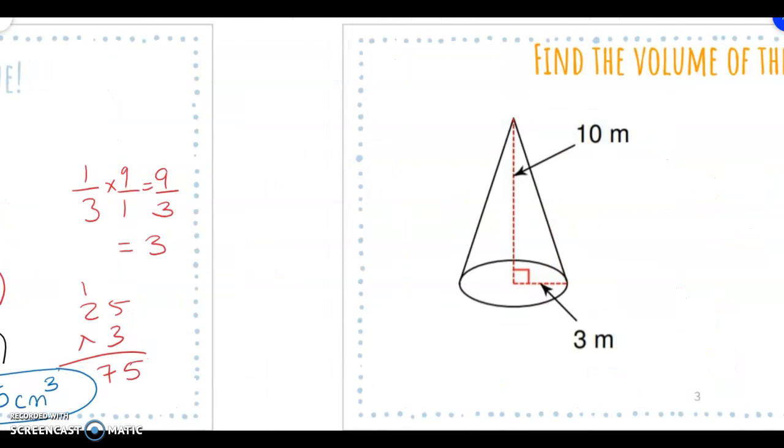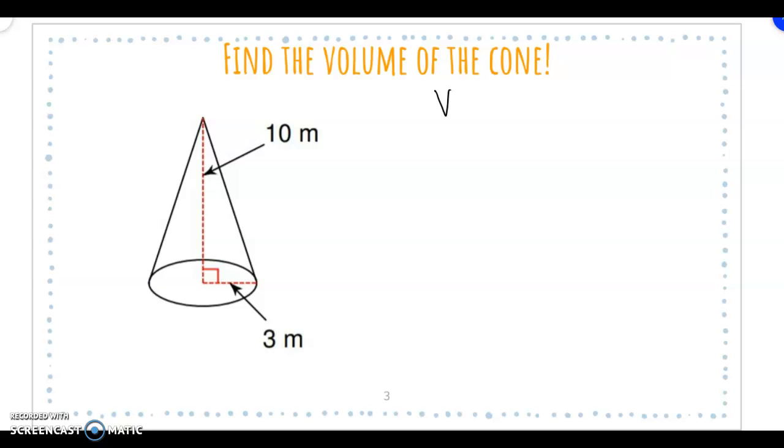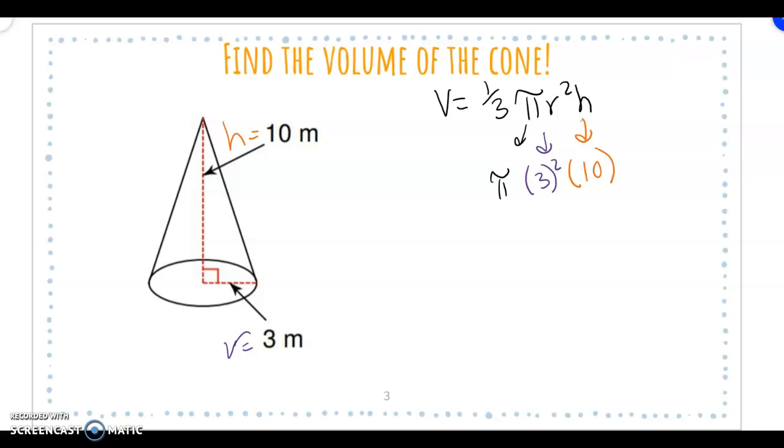Alright, let's try another one. So find the volume of this cone. Alright, I got my formula, 1/3 pi r squared times my height. And now I'm going to identify that this 3 is my r. And the height is 10. So I'm going to plug these in. Three squared, bring everything else that I don't need to deal with yet down. I know that 3 times 3 is 9. And bring down the 10.